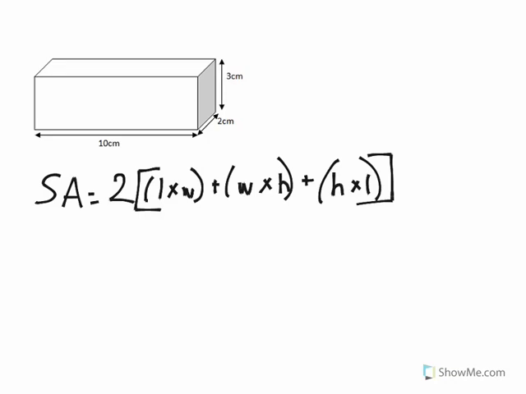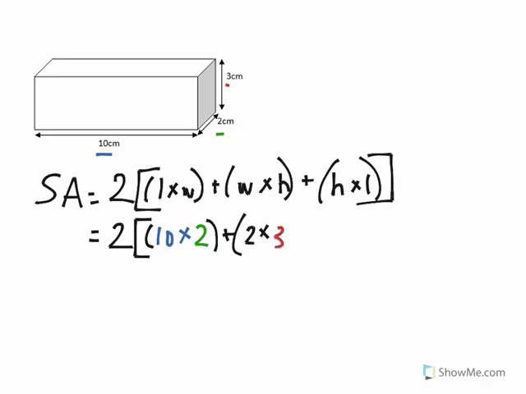Here's our rectangular prism that we want to find the surface area of, and now we're going to substitute in our values. So in this one, our length here is 10, multiplied by our width, which is 2. And again, our width is 2, multiplied by our height, which is 3. And finally, we do height again, which is 3, multiplied by length, which is 10. And what you can see here is all the numbers are multiplied by themselves.